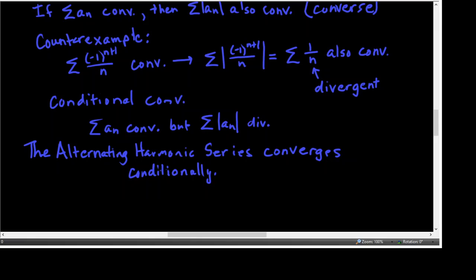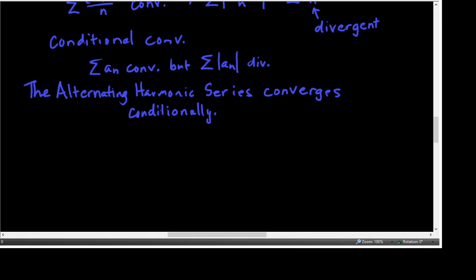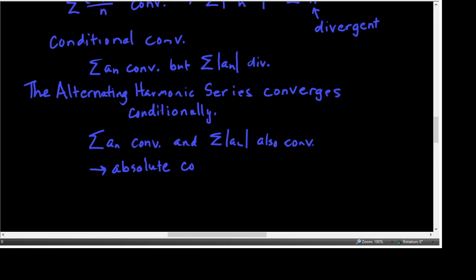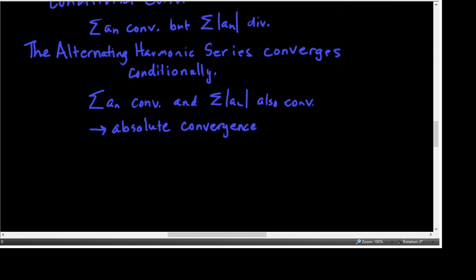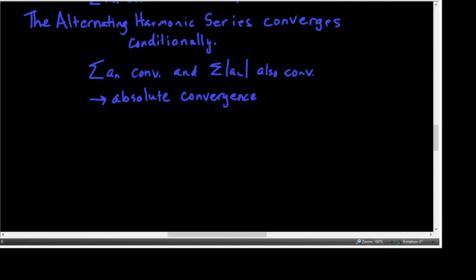Now, if, however, sigma of a sub n converges and sigma of the absolute value of a sub n also converges, then that type of convergence is called absolute convergence. And if we found one of those, we would say that series converges absolutely. Okay, so let's use this definition of absolute and conditional convergence with a few examples.